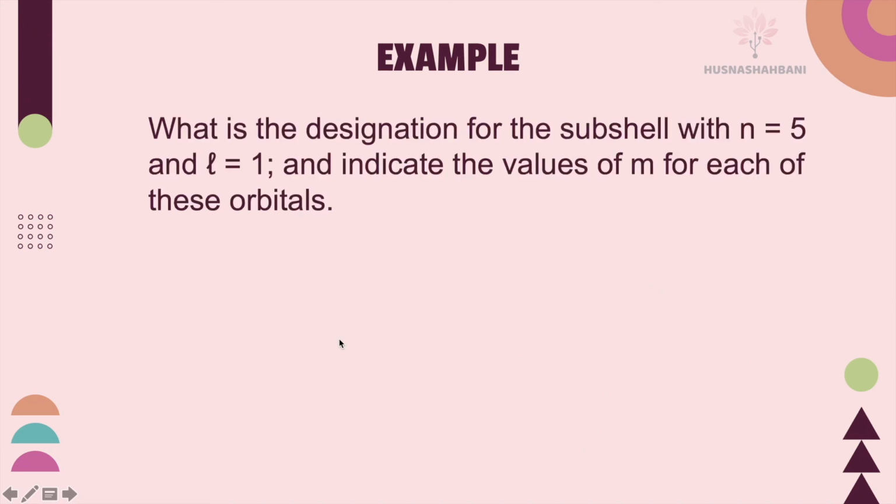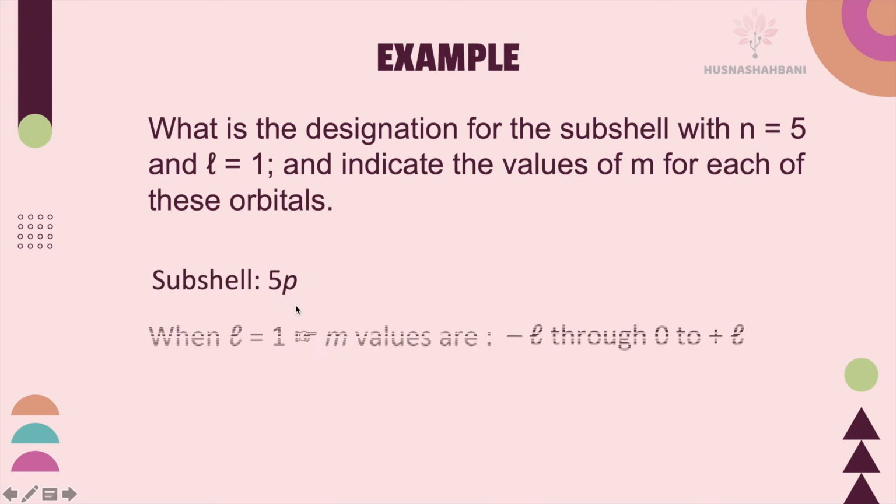What is the designation for the subshell with n equal to 5, L equal to 1? So we know L equal to 1 means p orbital. And indicate the values of m for each of these orbitals. Our subshell is 5p. When L equal to 1, we know that m values are negative L until positive L, so negative 1, 0, positive 1.